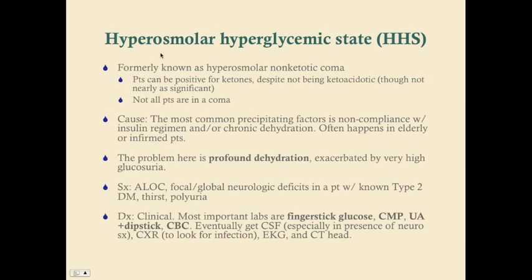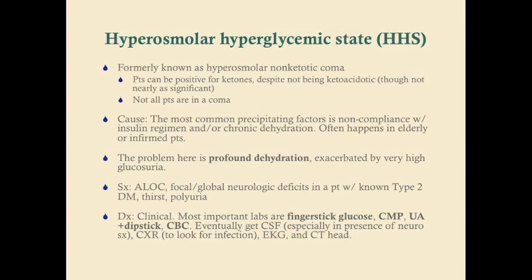The cause for hyperosmolar hyperglycemic state: the most common precipitating factor is noncompliance with insulin regimen, but usually it's going to be due to chronic dehydration. What happens in a patient who is chronically dehydrated?